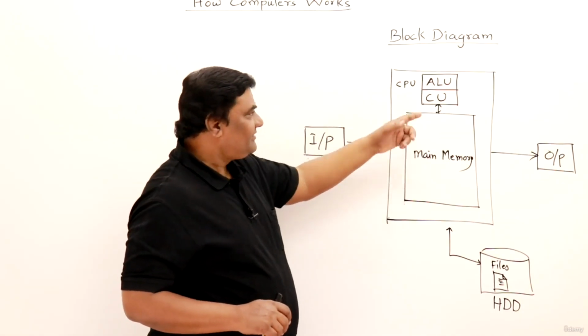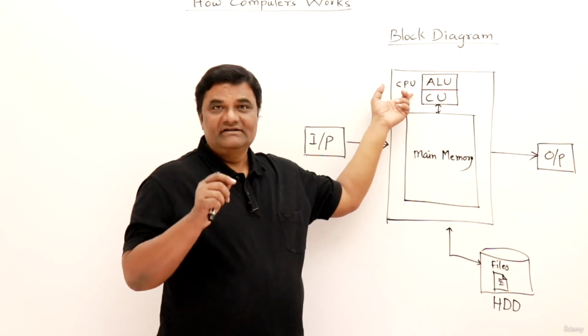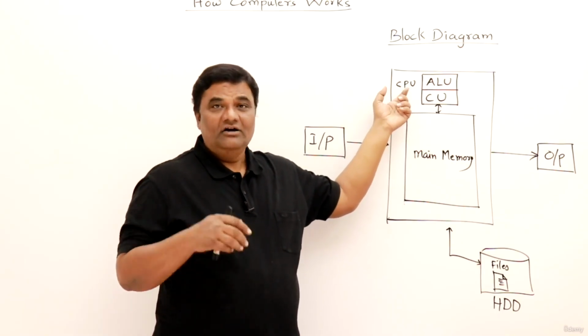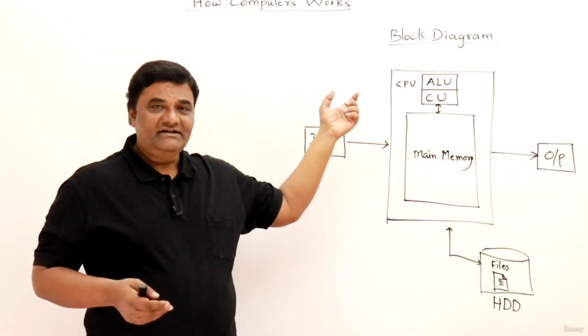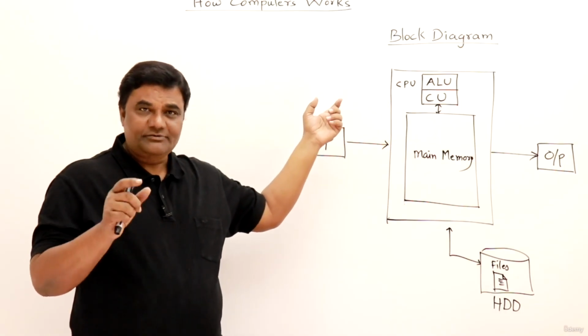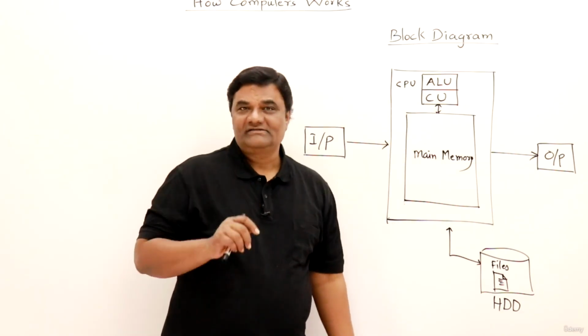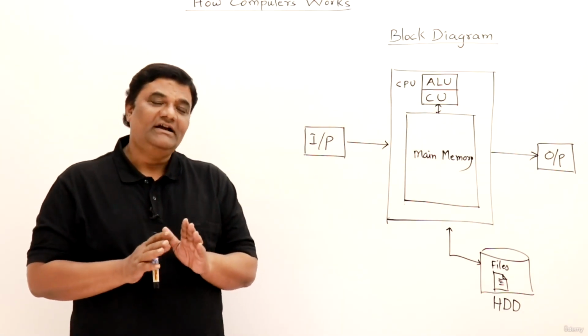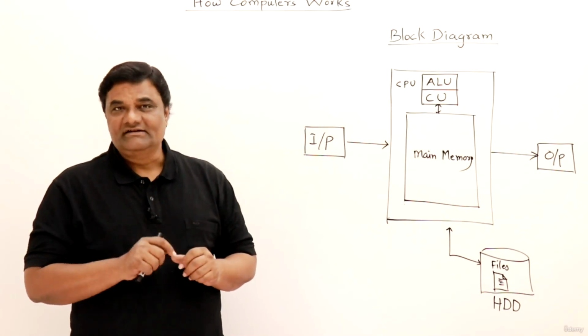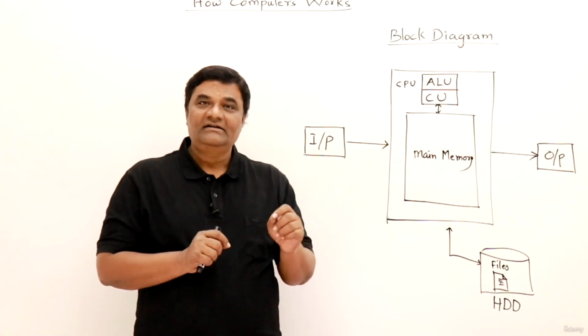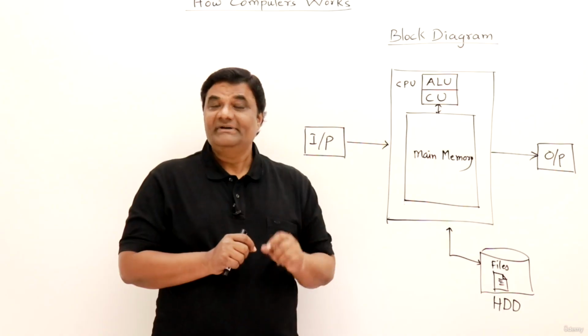The heart of the computer is the CPU, that is central processing unit or microprocessor, or in present day, the processor, like i3, i5, i7 processors. Now this processor will have two parts, that is arithmetic and logical unit and control unit. So what is that? Arithmetic and logical unit can perform arithmetical and logical operations, basic operations.